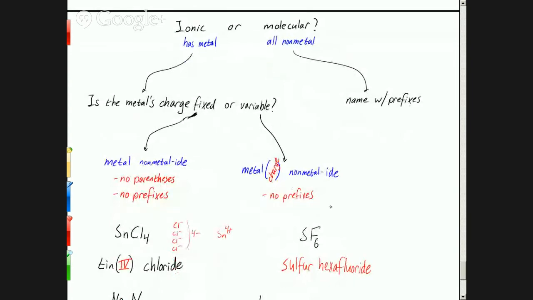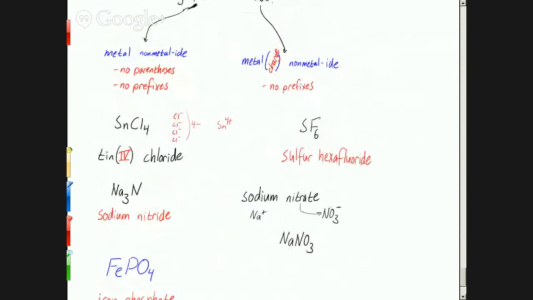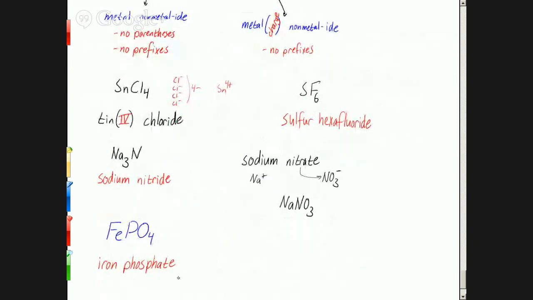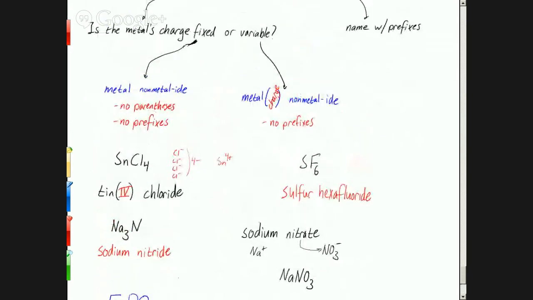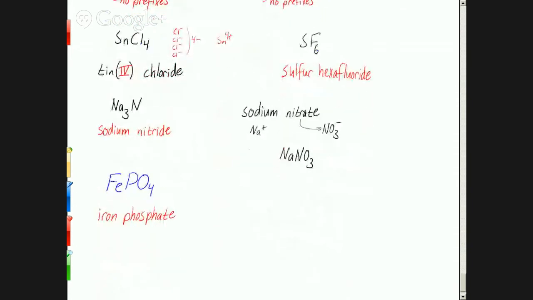So what are we missing with our name? The phosphate is correct. What else are we missing? The charge, right? Iron has a variable charge, so we need to put the specific charge right here. 3. So iron 3 phosphate. So this should be iron 3 phosphate.